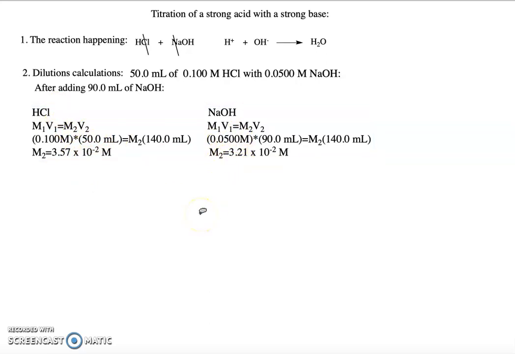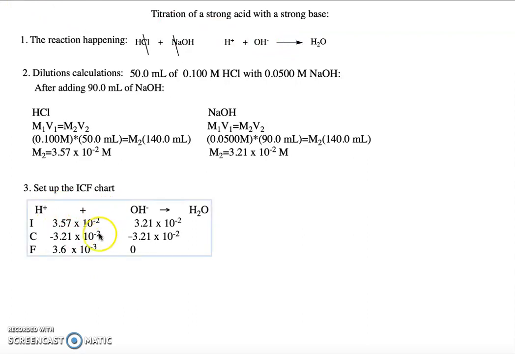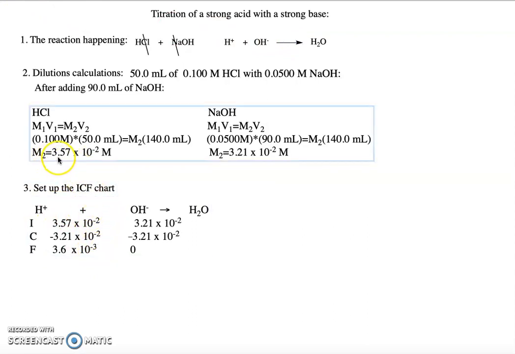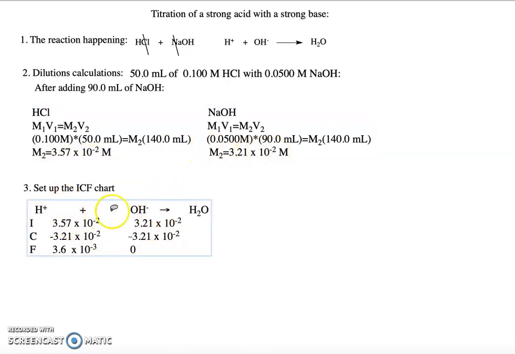Now at this point, we are ready to do the third step in the process, which is to set up our ICF chart. Remember, ICF stands for initial, change, and final, because those are the concentrations and the changes we're going to look at. If we do that, we need the equation that we're dealing with, H plus and OH minus. Then we put our amount of HCl, 3.57 times 10 to the negative 2 here, 3.21 times 10 to the negative 2 for OH. These two are going to react until one of them runs out. The OH minus runs out, because there's less of it. So we have 0 of this left, and we have 3.6 times 10 to the negative third of H plus left in terms of molarity.